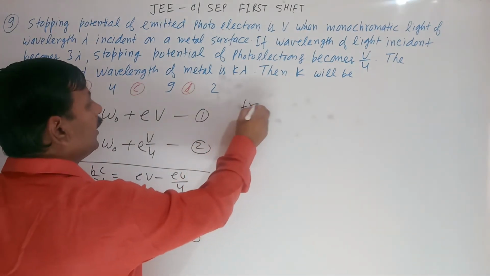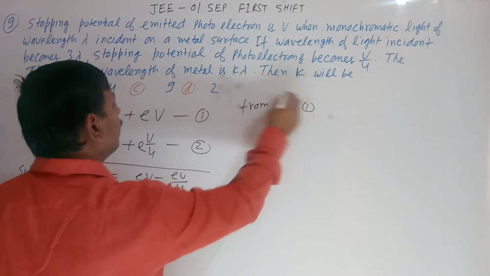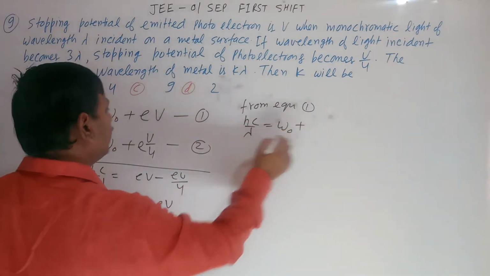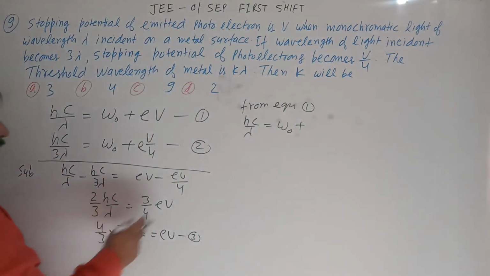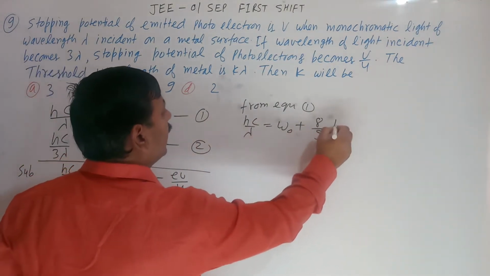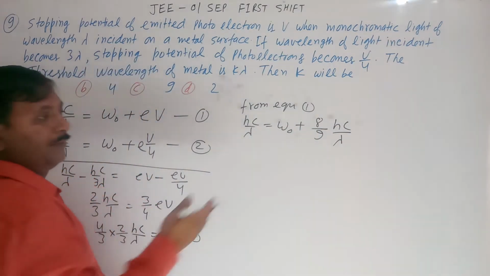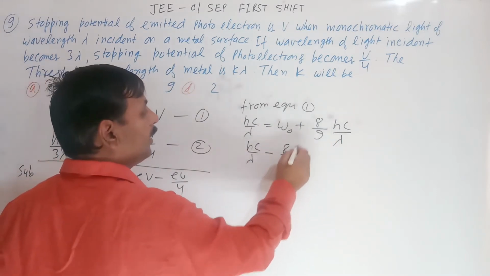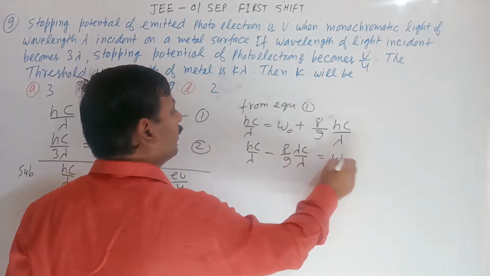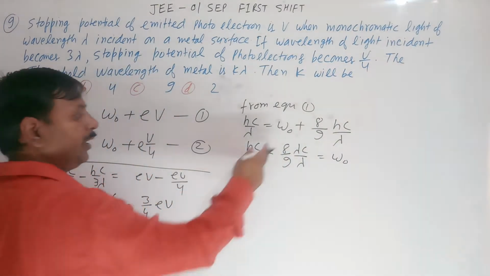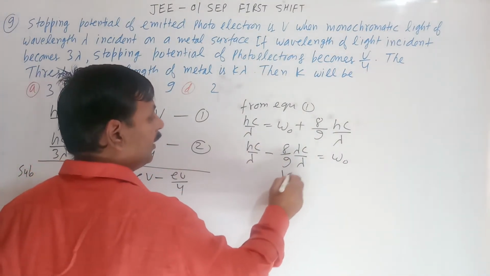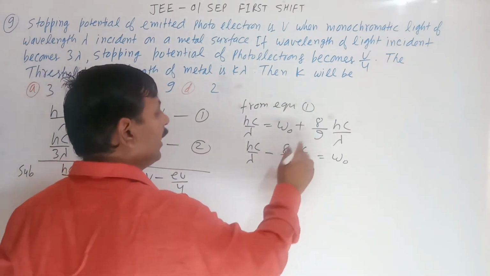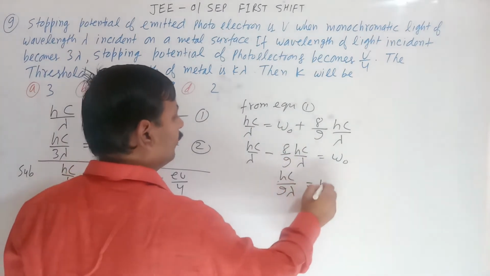So from equation 1, hc upon lambda is equal to work function plus eV, which is 8 upon 9 hc upon lambda. So see here, hc upon lambda minus 8 upon 9 hc upon lambda is equal to work function. So 1 minus 8 by 9 is 1 by 9. So hc upon 9 lambda is equal to w naught.